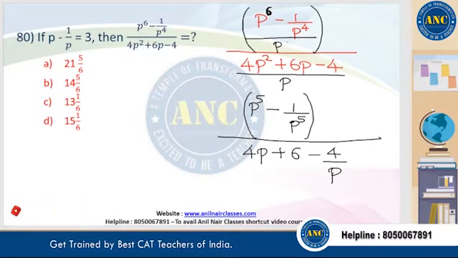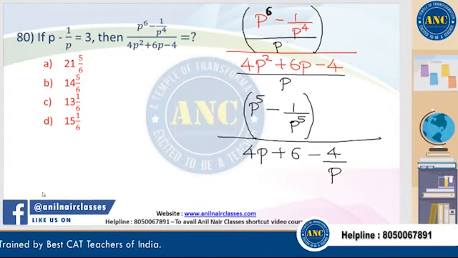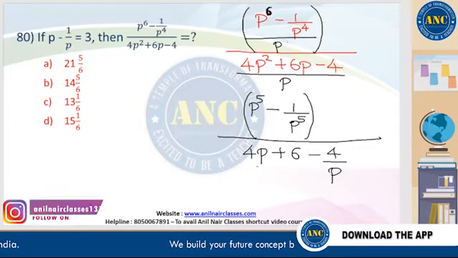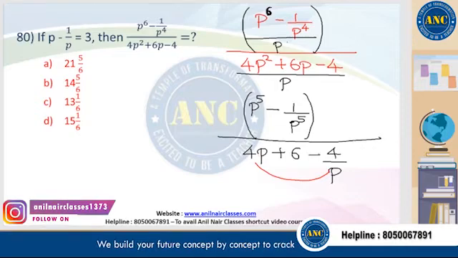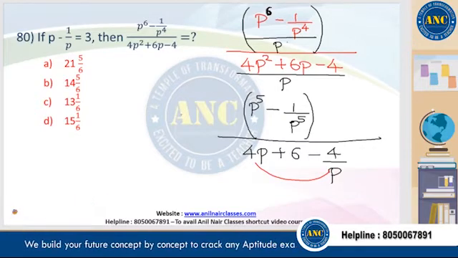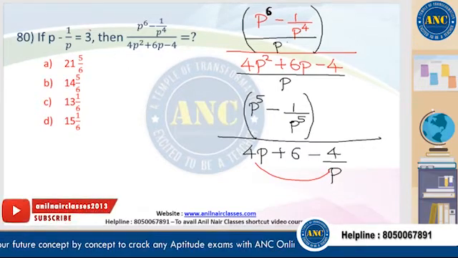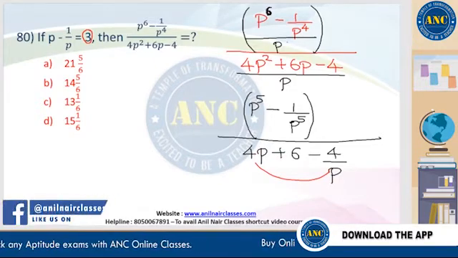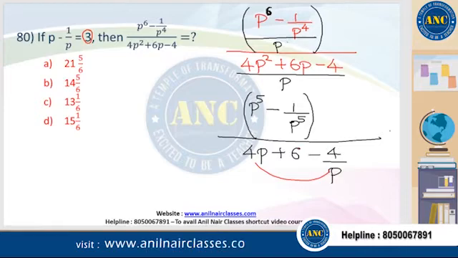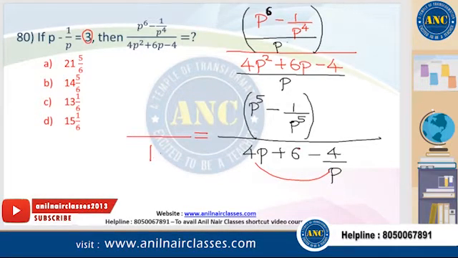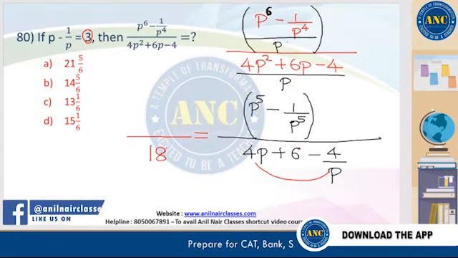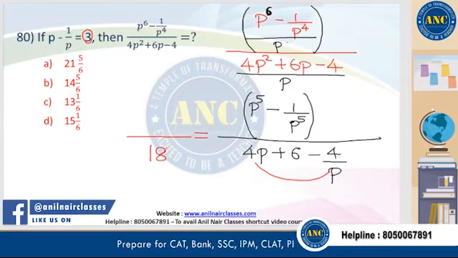Now the denominator is not at all a difficult task, because the denominator is 4P minus 4 by P. Taking 4 as a common factor, P minus 1 by P. P minus 1 by P value is known to us as 3. That means 4 into 3 is 12, 12 plus 6 is 18. That means I already got my denominator value as 18. There is no headache for me in the denominator at all.